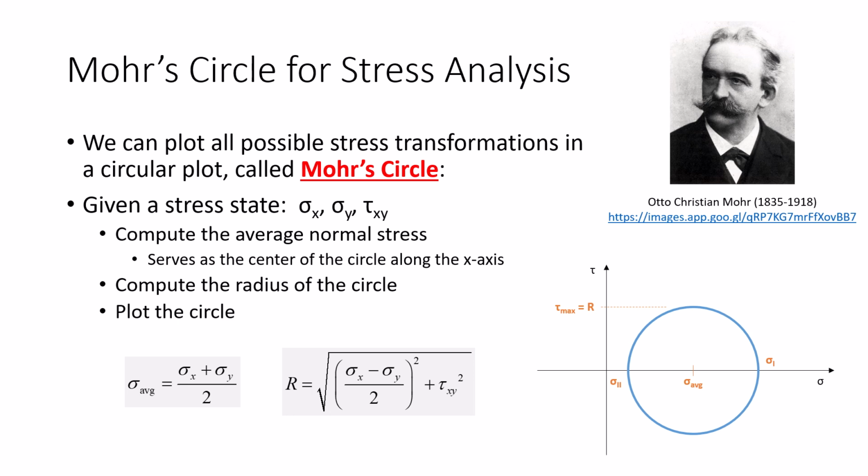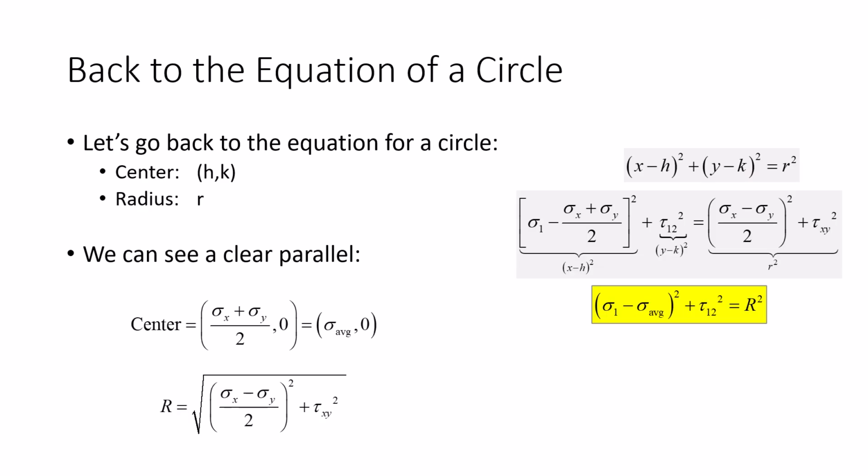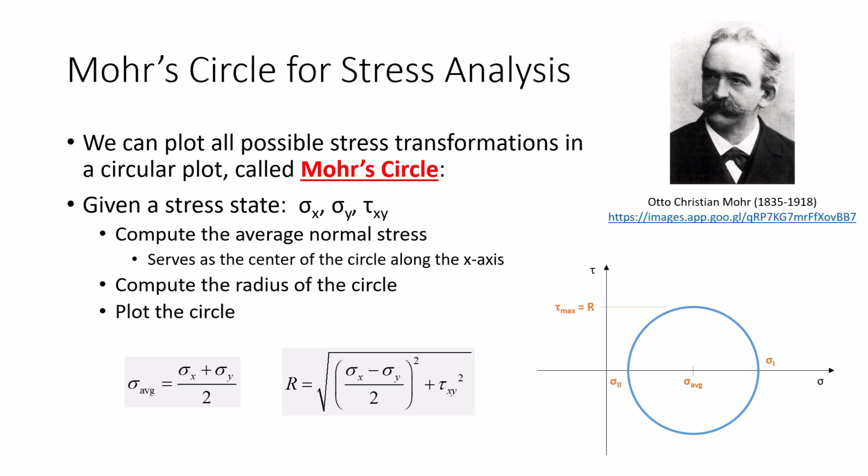Okay, so here's how Mohr circle works. If you want to plot Mohr circle, it's this simple. You're going to be given a stress state. The first thing to do is to compute the average stress, sigma x plus sigma y over 2, from what we did in the previous slide. That's the center of the circle, and it serves as the center along the x-axis. The radius is just what was left over on the other end of that expression: this squared plus this squared, take the square root. Boom, Mohr circle.